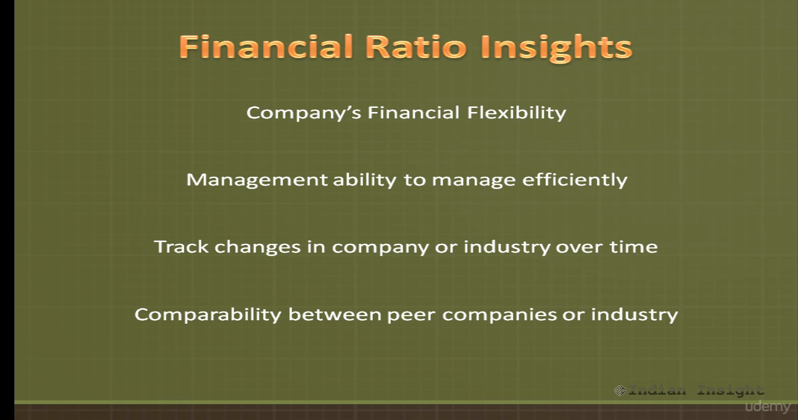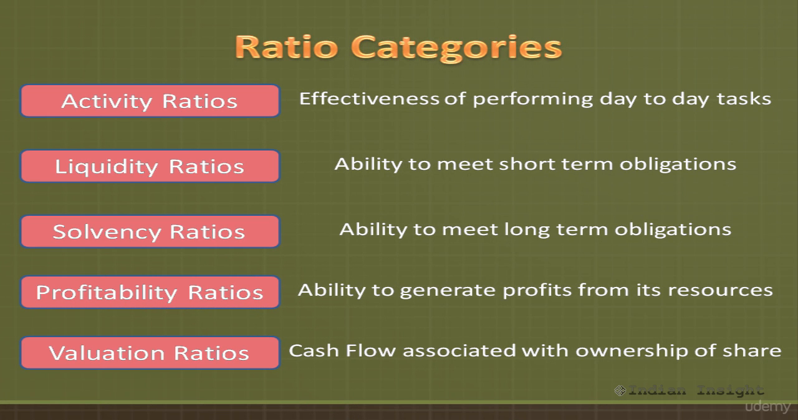Theoretically, it is possible to calculate a number of ratios, but for our purposes, we are going to categorize ratios based on what aspect of performance a ratio is intended to measure. Common ratio categories include activity ratios, liquidity ratios, solvency ratios, profitability ratios, and valuation ratios. Let's briefly see the definitions of these different categories, and then we will have a look at a few of the ratios in each of the categories.